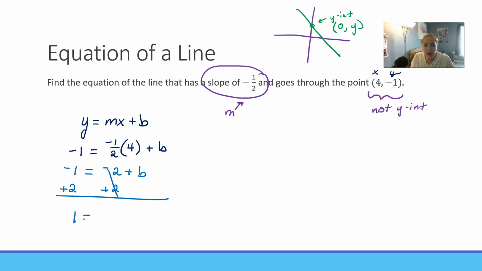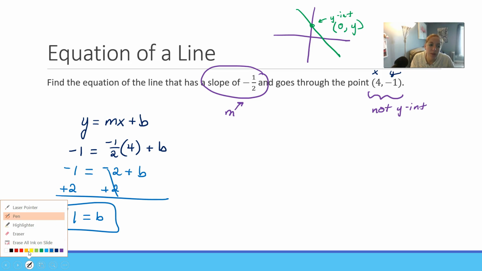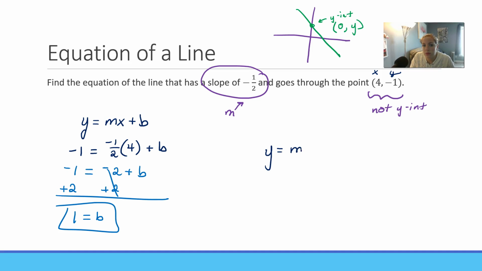That gives you 1 equals b. So now we know the y-intercept. The y-intercept is 1. So what we can do is we can go back. Remember, you're trying to replace your m and your b in the slope-intercept form.